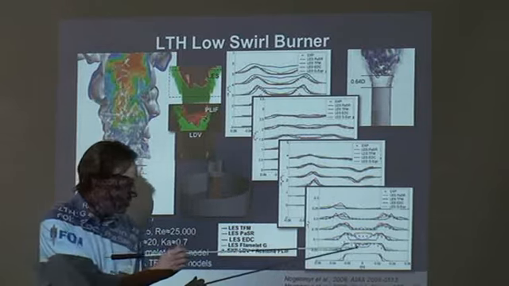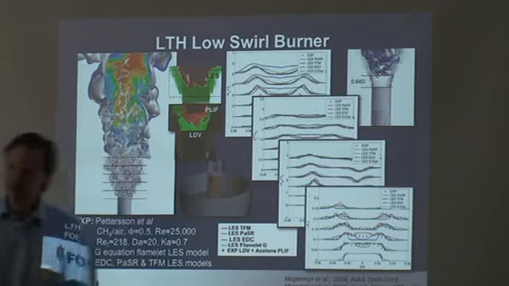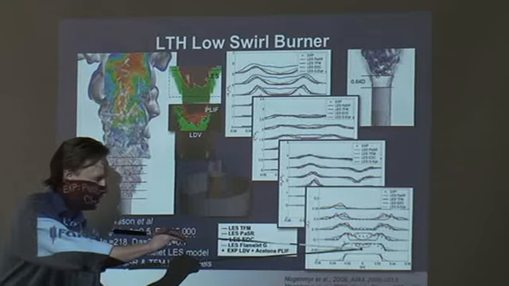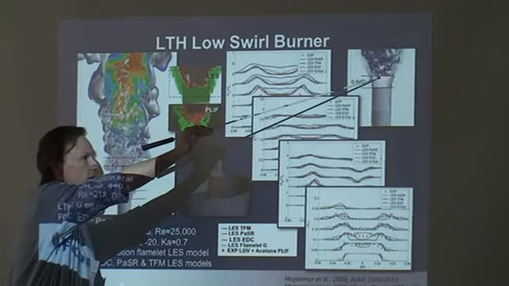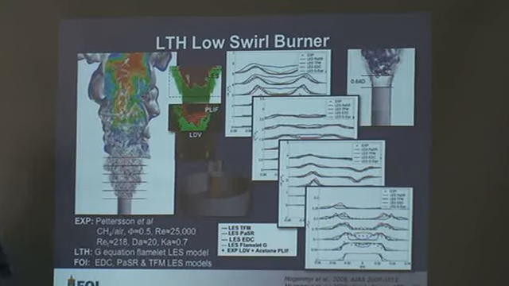You can also see that the thickened flame model somewhat over-predicts the flame speed in the core, so that it consumes the fuel a little bit too fast. So essentially what happens is that the flame is too close to the nozzle ring compared to the data.